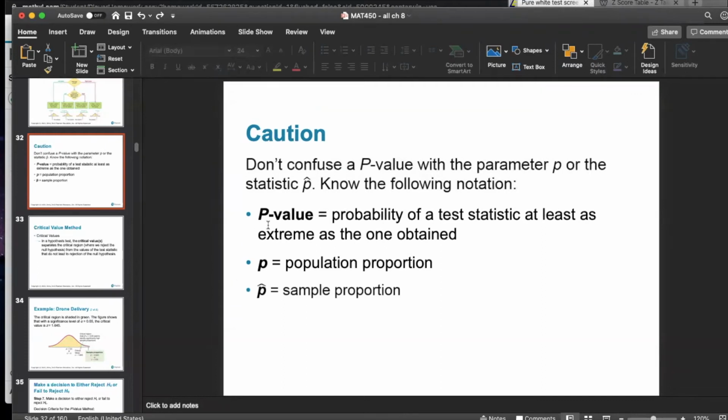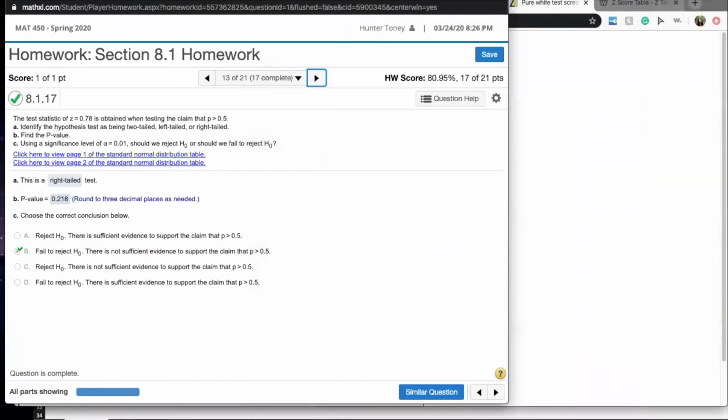You want to be sure to recognize the difference between your p-value, your p, and your p-hat. Your p-value is the probability of a test statistic at least as extreme as the one obtained. So it's going directly off of your test statistic, whereas your p is your population proportion and your p-hat is your sample proportion. Think of p as your population, p-hat as your sample, and p-value as a representation of your test statistic.